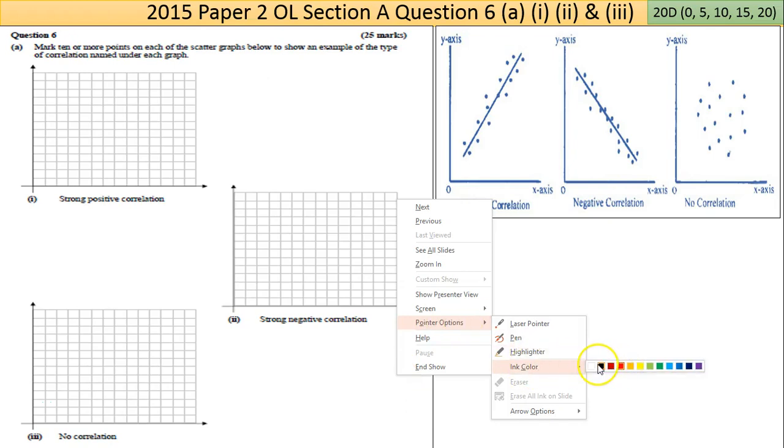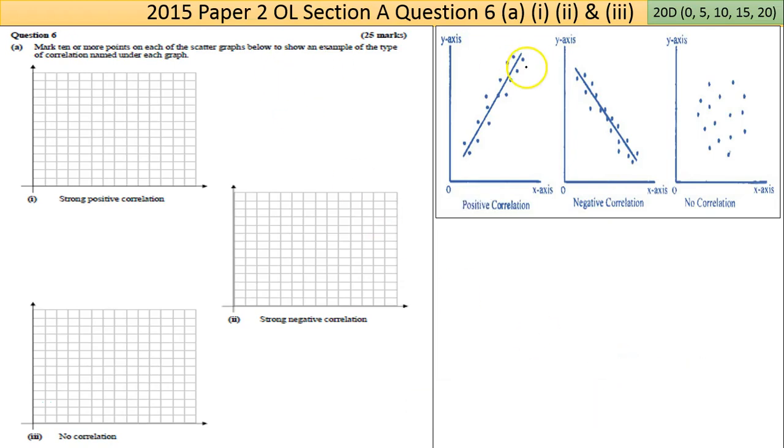Hello and welcome to the 2015 Paper 2, Section A, Question 6. This question is on statistics and correlation. So let's read through it and get stuck in.